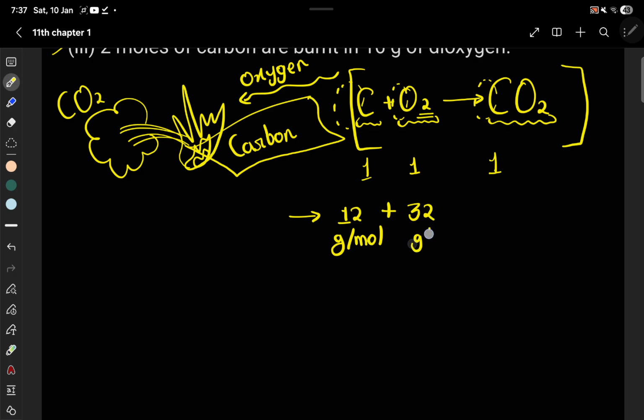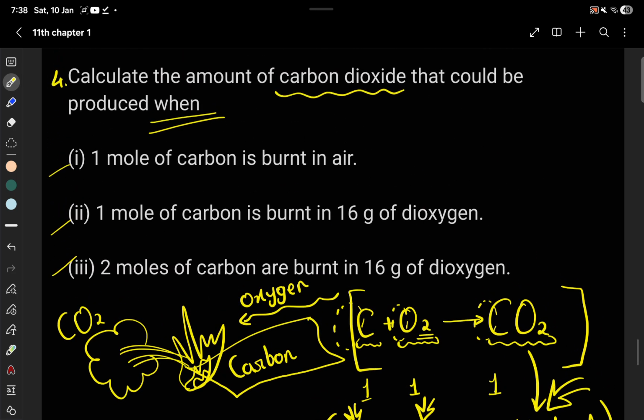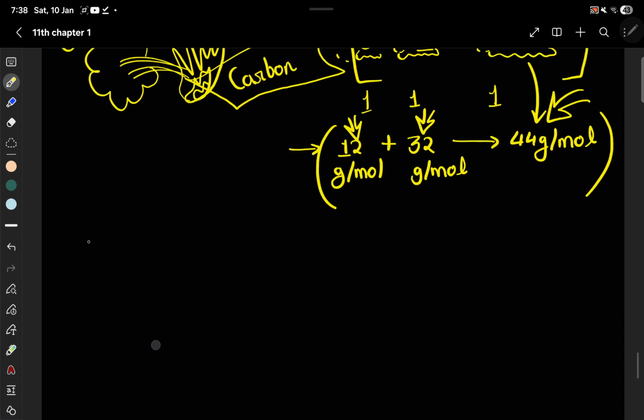So we are having 32 gram per mole oxygen, and they are going to produce 44 gram per mole of carbon dioxide. 44 gram per mole is the molar mass of carbon dioxide, which I wrote over here directly. So here is a clear picture. We know that 12 grams of carbon is going to burn in presence of 32 gram per mole of oxygen to always produce 44 gram per mole of carbon dioxide gas. Now let's look back into the sub question. In sub question number 1, it is said that 1 mole of carbon is burnt in the air. So what do we have to find? We have to calculate the amount of carbon dioxide that is produced, that we just have calculated over here.